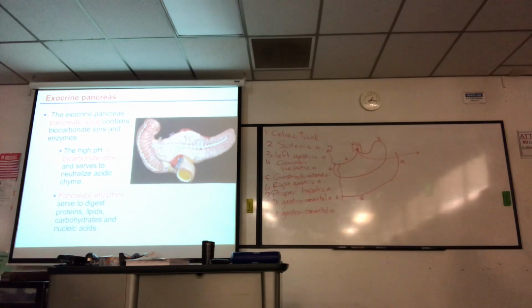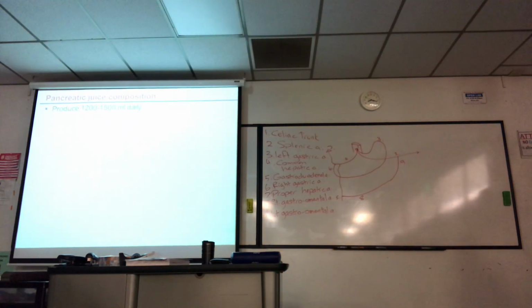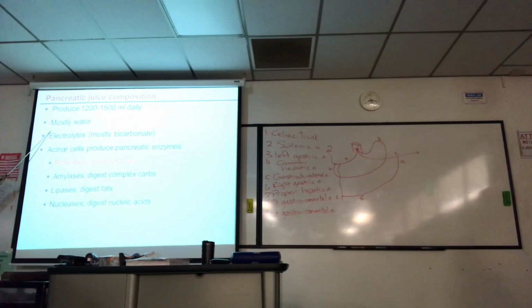The pancreatic enzymes perform the chemical digestion. You have enzymes from the pancreas that digest everything you can eat: proteins, lipids, carbs, nucleic acids. That's everything, so you emphasize that point. It's about 1 liter to 1.5 liters daily. It's a watery juice that's a mix of bicarb and enzymes. Here are all the enzymes.